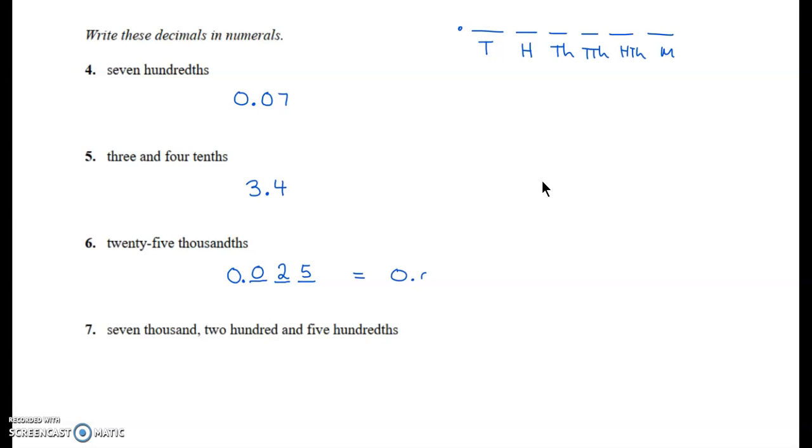So 0.025, 25,000ths. And for number 7, I have 7,200 and 5/100ths. So let me get my whole number first. 7,200, and decimal point 5/100ths. And we know tenths, hundredths is the second position. So the 5 is going to go in the hundredths place, and we're going to fill in the 0. So we're going to end up with 7,200 and 5/100ths.